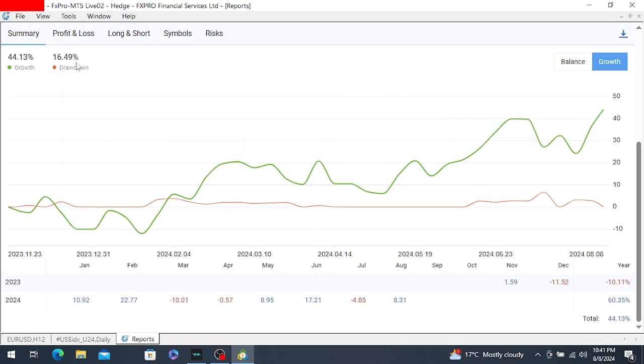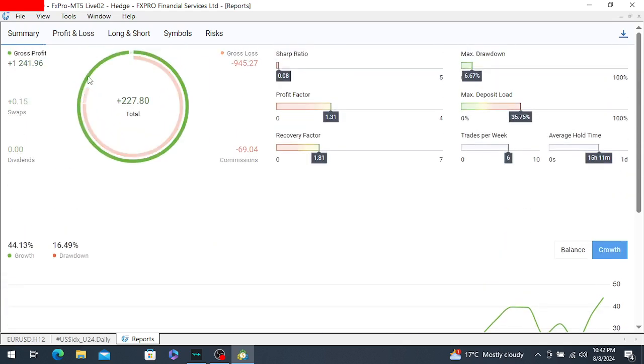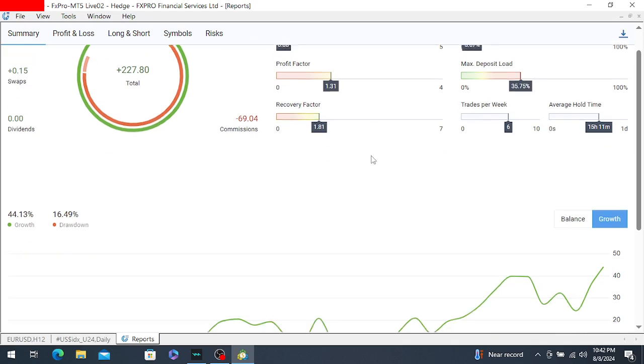Now, if you look at the total losses over time, if you combine all my losses, I have lost around 16.49%. And then my total growth is 44.13%, which is the current growth that I have on my account. Although this drawdown, which is the total drawdown for all the losing trades, is not the same as the maximum drawdown on each individual trade. So on each individual trade, I've had a maximum drawdown of around 6.67%.